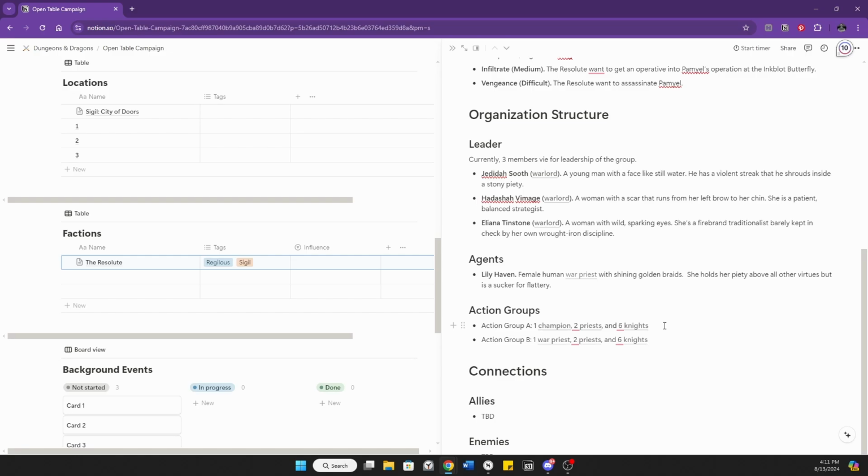So they bust into a secret meeting in the Resolute, and a fight's going to break out, and I didn't expect for that to happen. I can already say, all right, well, there's a champion, 2 priests, and 6 knights that jump up, grab weapons, and jump into the fray. So I have a convenient block of NPCs already put together.